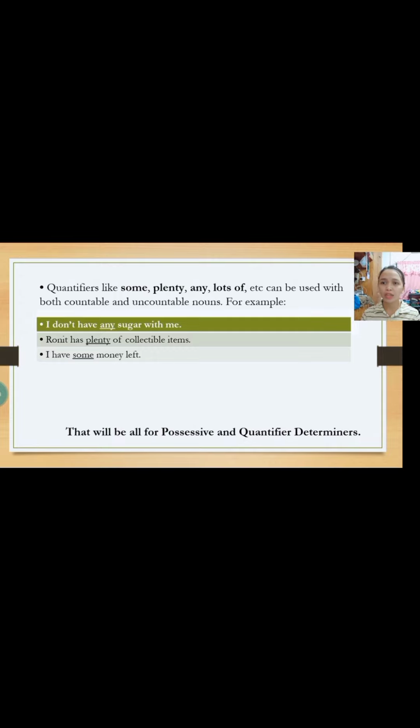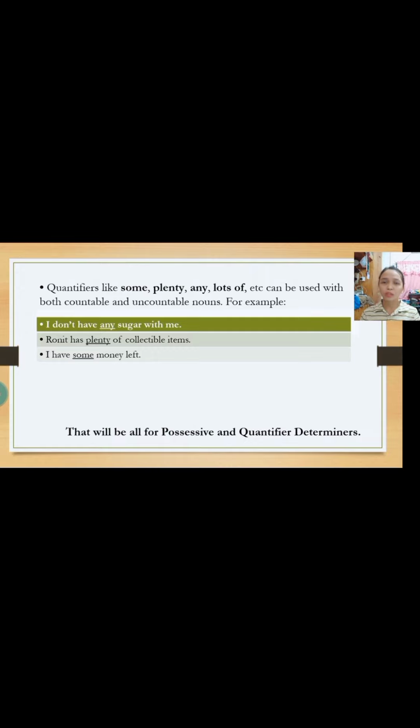Second sentence, Renette has plenty of collectible items. Plenty is the quantifier determiner because it refers to the word items, and while collectible also refers to the noun items. Last example, I have some money left. Some is the quantifier determiner because it refers to the noun money. So these are the examples of quantifier determiner.